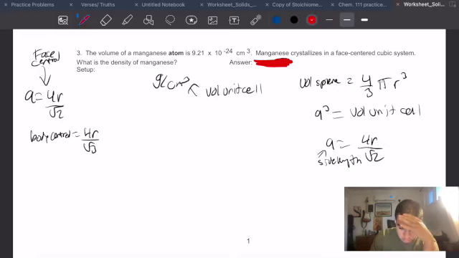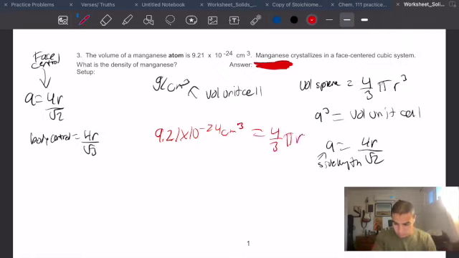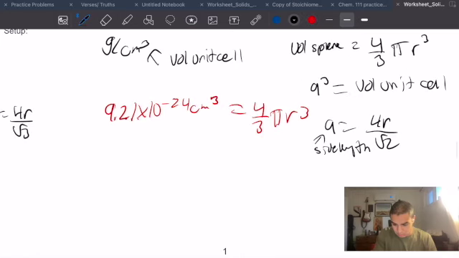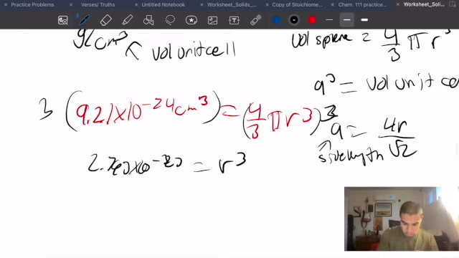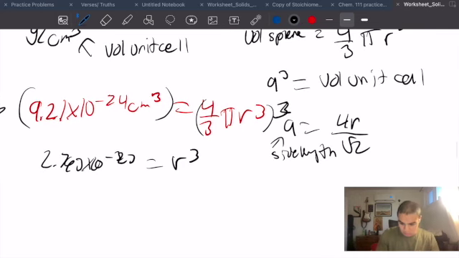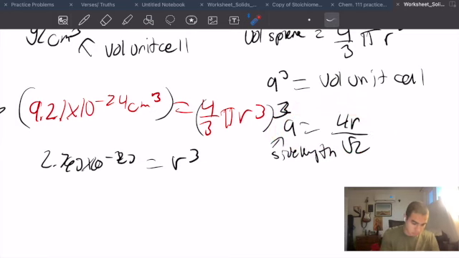And so what we're going to have to do here is start off with 9.21, excuse my writing, 9.21 times 10 to the negative 24 centimeters cubed. And we're going to equate this to the volume of the sphere. Here it's literally just algebra. Multiply this side by 3. We're going to be solving for r, because once we have r, we can plug it into this equation, and then we can get the side length, which is what we want.